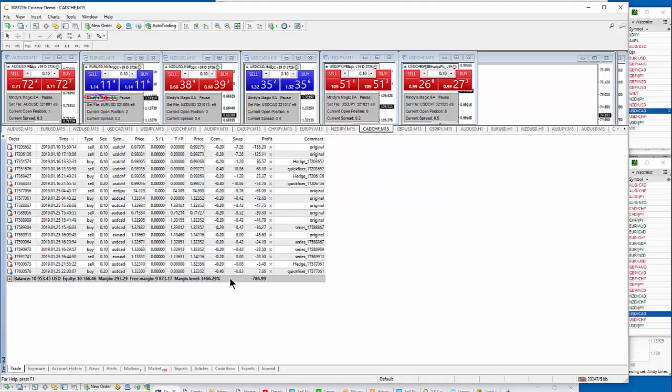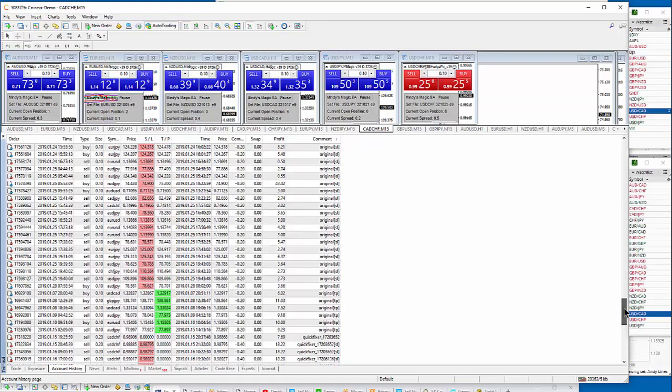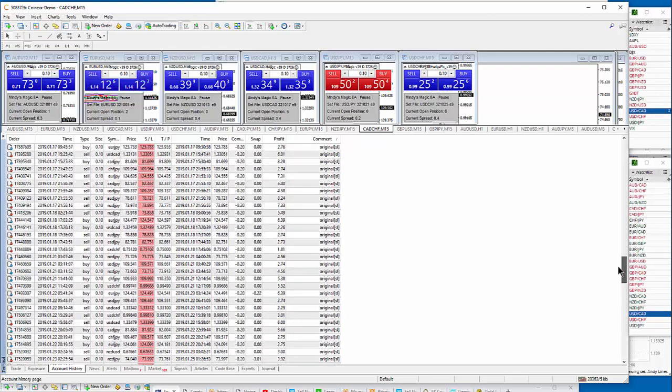0.89%. Now, if we can trade in this account for another month and keep that hedge ratio less than 2%, I'm going to be declaring victory on this EA. And then what we can do at that point is we can start pumping up the size of the trades that we take. Because when we go to the account history and we see all of these trades, most of which closed for somewhere between $2 and $10.